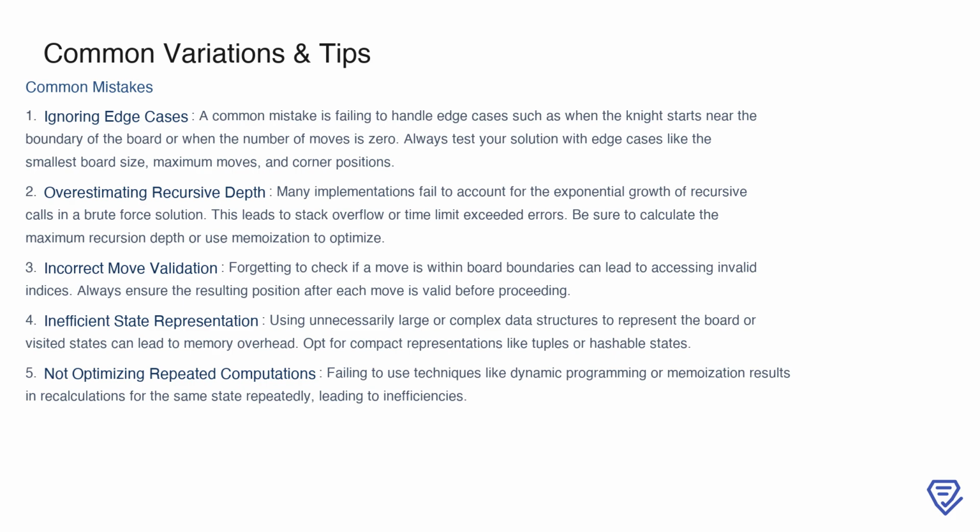When solving this problem, there are several common pitfalls to be aware of. First, it's easy to overlook edge cases, such as when the knight starts near the edge of the board or when the number of moves allowed is 0. Testing your solution with scenarios like the smallest board size, maximum moves, or corner positions is critical to ensure robustness.